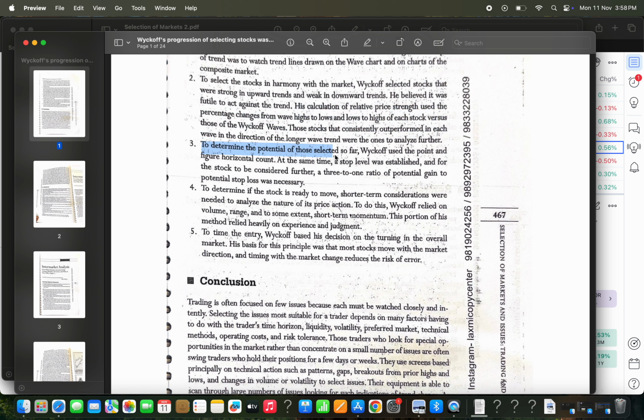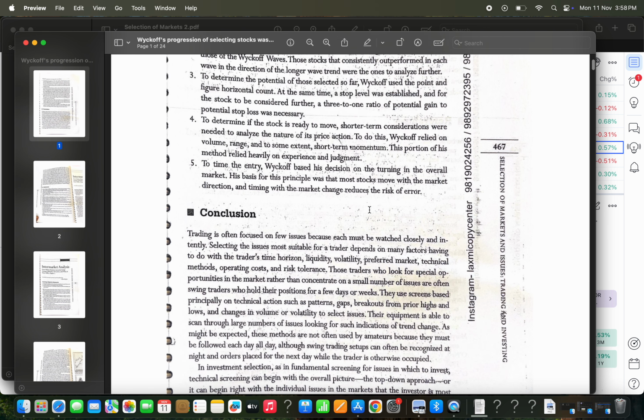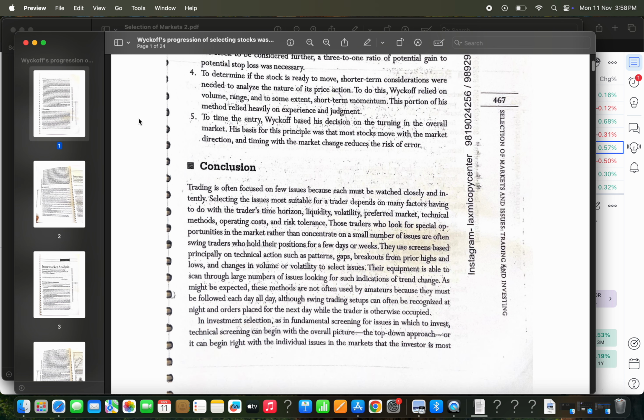To determine the potential of these selected stocks, Wyckoff used the point and figure horizontal count. At the same time, a stop level was established, and for the stock to be considered further, a 3 to 1 ratio of potential gain was also required. To determine if the stock is ready to move, shorter term considerations were needed to analyze the nature of its price action. To do this, Wyckoff relied on volume, range, and momentum.